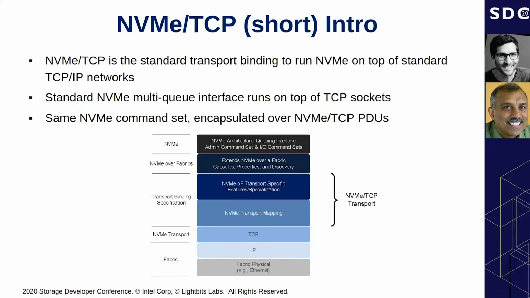So if you look at the diagram below, we basically have the NVMe architecture on top that defines the queue interface, command set, and whatnot. Below that, we have NVMe over Fabrics extensions that defines capsules, properties, and such. And below that, we have the transport specific features and the NVMe transport mapping that maps commands into messaging on top of the transport itself. And below that, we have TCP IP and the fabric layer, which is usually Ethernet. But NVMe over TCP transport binding are these two middle portions that extend NVMe to run on top of TCP IP.